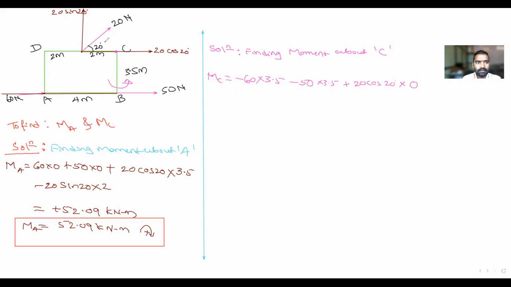Next, which force do I need to consider, the 20 force or 20 sin 20? 20 sin 20. Is it producing clockwise or anti-clockwise about point C? There is no other force. Clockwise. So it is plus 20 sin 20 into the perpendicular distance, which is 2 meter. All of you calculate. How much is the answer?